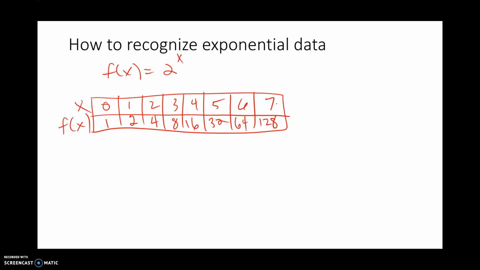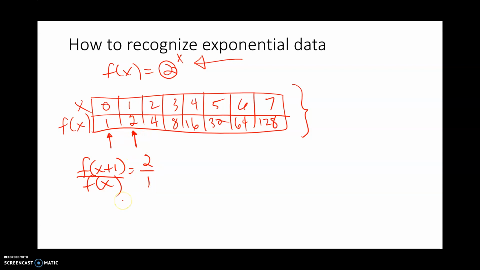Now, we wrote the data knowing that the model looks like this. But what if you were given this data? How might you recognize that it's exponential? Meaning, we have this base here. Well, we do it by looking at this value divided by the value in front of it. So it's going to be 2 divided by 1. That's 2.